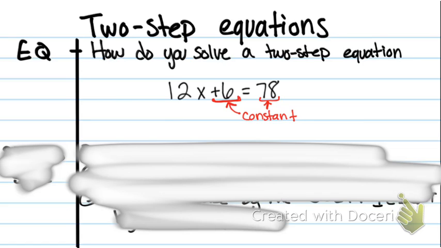But if you look at 12, you see that 12 is right next to the x. So this would not be a constant because it has this x next to it. Whenever it has something that is all together, like 12x, that 12 is no longer a constant. It's going to be a coefficient. So any number in front of an x is called a coefficient.